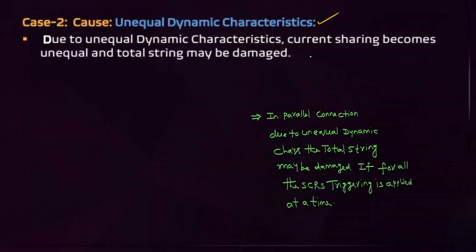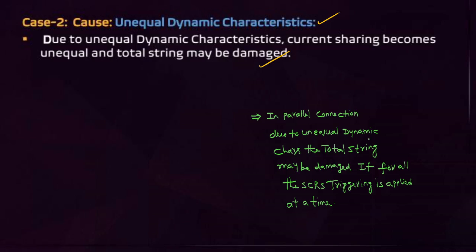Then due to unequal dynamic characteristics also, current sharing becomes unequal. Once the current sharing becomes unequal, the string may be damaged. This is important. What is the effect of unequal dynamic characteristics in parallel connections? The total string may be damaged. Then what is the remedy for this problem? You have to use synchronized triggering.